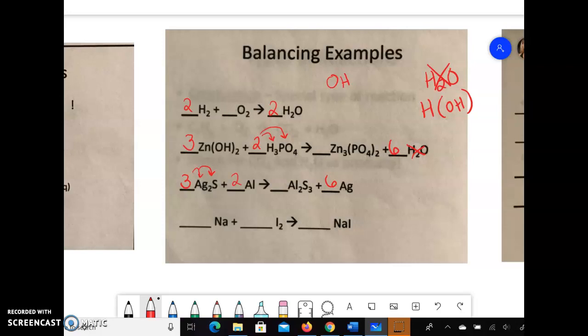This next one, sodium is already good. We have 1 and 1. Iodine, we need to put a 2 here to fix that, and then that changes sodium, so we just need to put a 2 here.